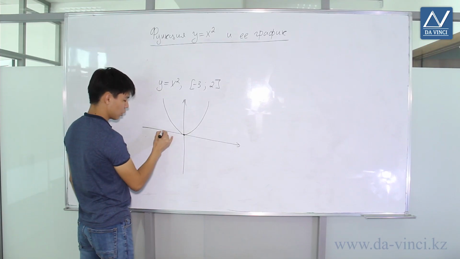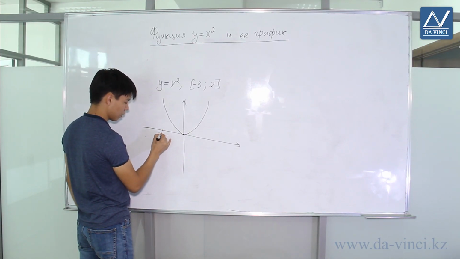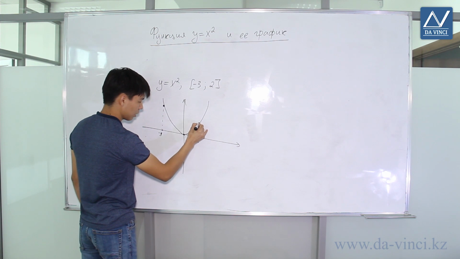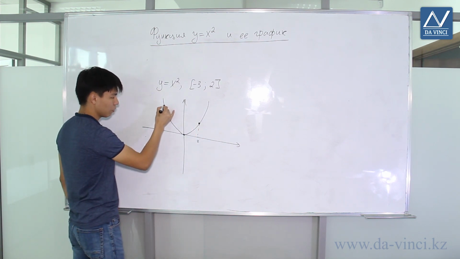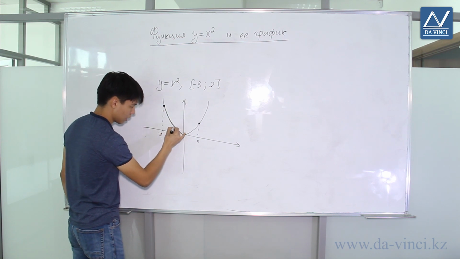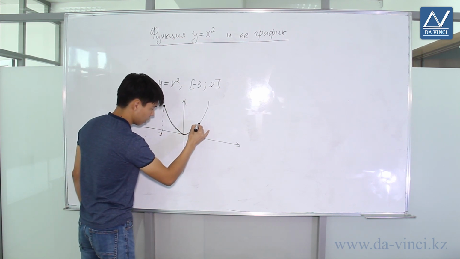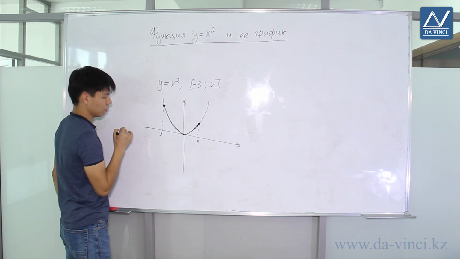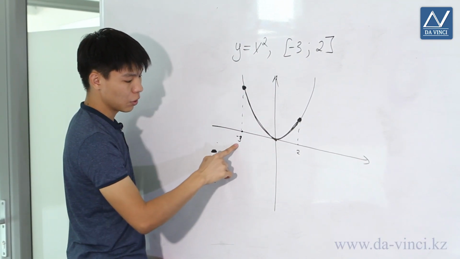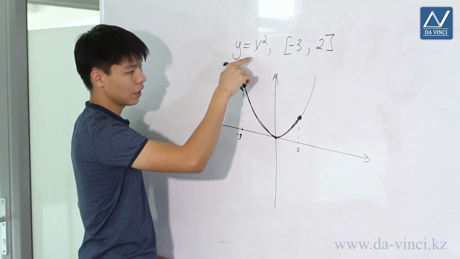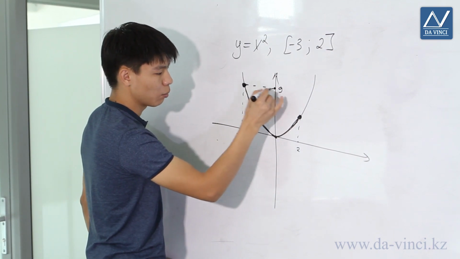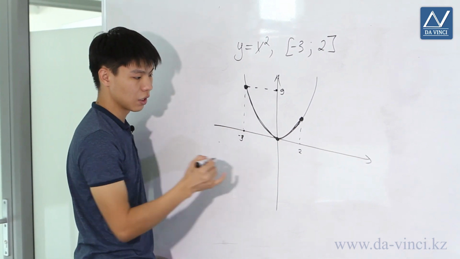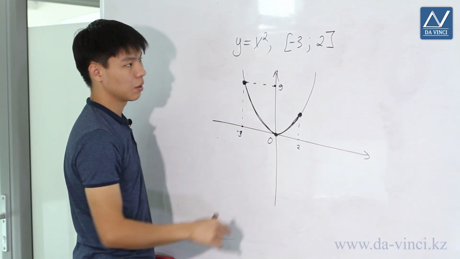Mark minus 3 on x. And mark 2 on x. So we need to find the largest and smallest value of the function in this section. The highest value corresponds to the point that is located above all of them, this point. It is the value of the point minus 3. We substitute minus 3 squared, it is 9. So the highest value in this section is 9. And we see that the smallest value is at the vertex, that is 0. Thus we have found the largest and smallest value.